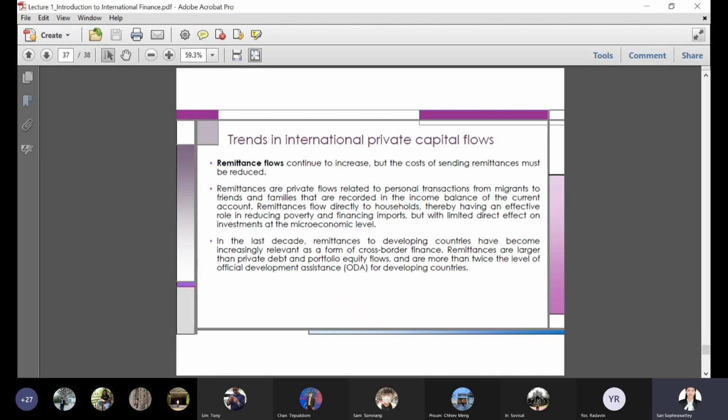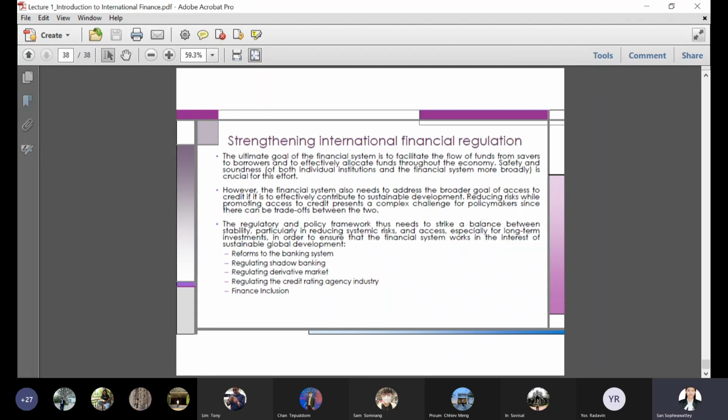So then, you see that there's a lot of volatile capital flows. So the policymakers have implemented policies to manage the capital flows, and also at the international level, they are strengthening the international financial regulation as well in order to minimize the volatilities in the capital flows.